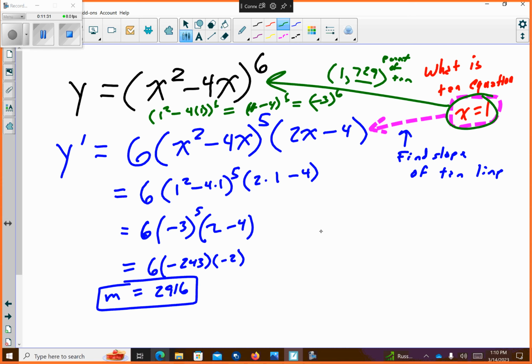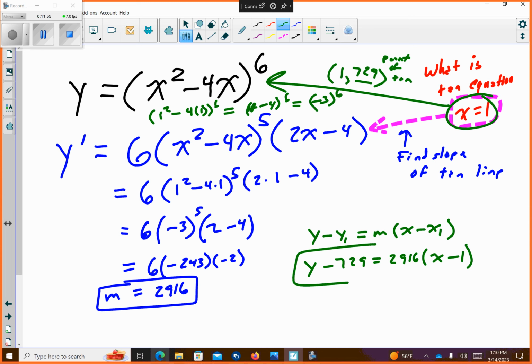So our line of best fit, our tangent line, is going to be y minus 729 equals our slope, 2916, times x minus 1. So this is the linear equation that would be tangent to the original equation at 1.